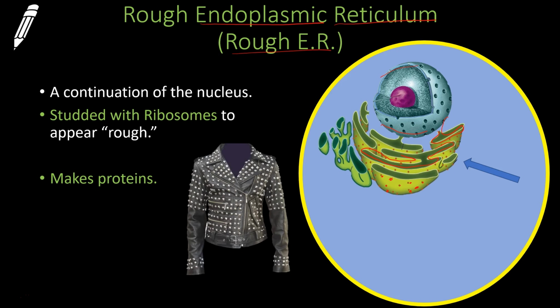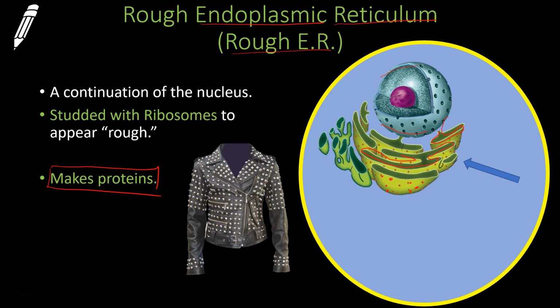And a way that I think of the rough ER is I think of it as a studded jacket. I think of each of those ribosomes as a little stone on the jacket to give it that rough texture, that rough appearance. But what does the rough ER do? It makes proteins. The rough ER makes proteins.